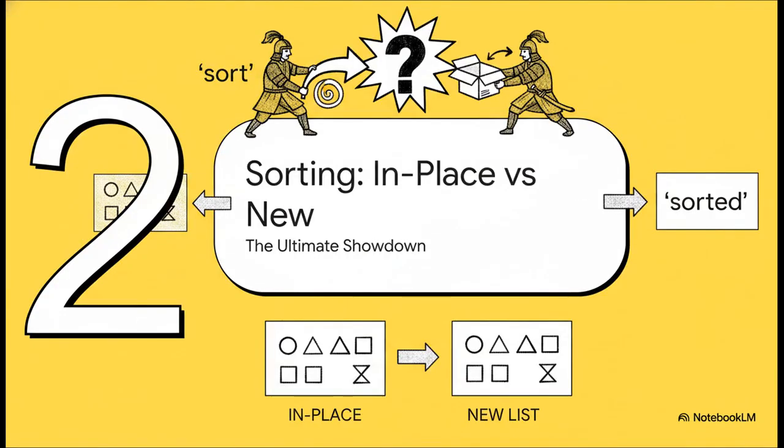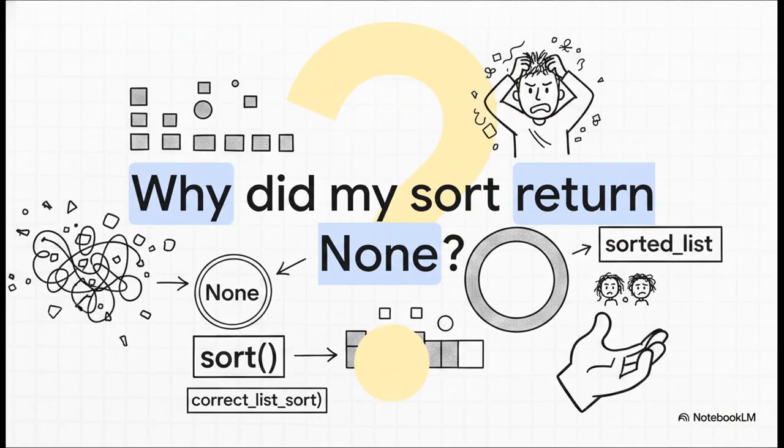Moving right to Section 2. Sorting, in place versus new. So let's look at our first major battle, the infamous sort versus sorted showdown. This is arguably the most frequently confused pair of operations in the entire Python language. You write sorted_list = mylist.sort(), right? You completely expect that new variable to hold your shiny ordered items. Instead, it holds absolutely nothing.